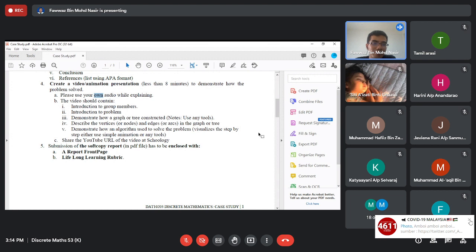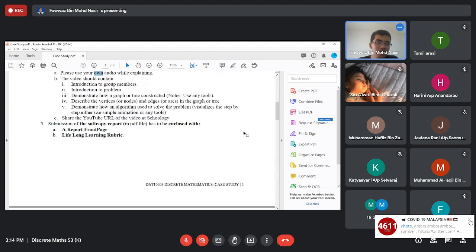So pastikan korang use your own voice, and the video should contain introduction to group members, okay. Introduce semua group members korang, introduce the introduction to the problem, okay. Just demonstrate how a graph or tree is constructed using any tools. Jadi kita tengok tools apa yang korang boleh pakai, okay. Then describe the vertices and edges in the graph or tree and demonstrate how an algorithm is used to solve the problem, okay.